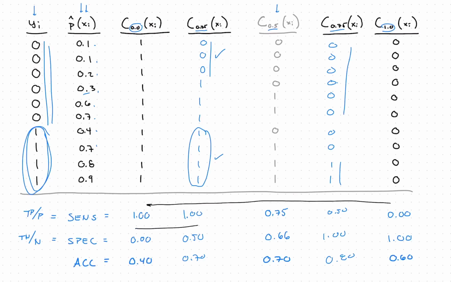Specificity has the opposite relationship. As you increase the cutoff, specificity goes up, because as you increase the cutoff, you're predicting more things to be negative. So obviously, of the things that are truly negative, you will label more of them correctly.